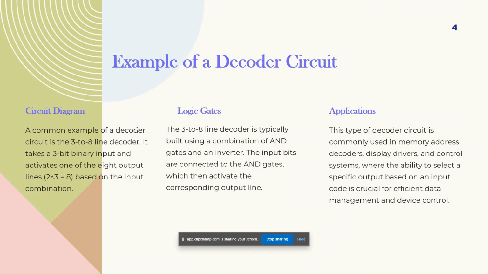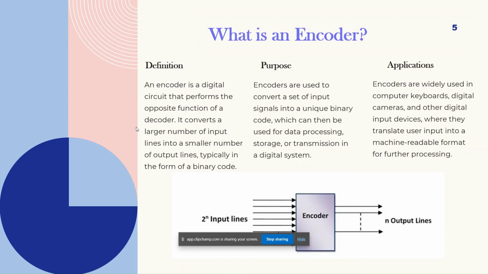Applications of decoder circuit. This type of decoder circuit is commonly used in memory address decoders, display drivers, and control systems, where the ability to select a specific output based on an input coding is crucial for efficient data management and device control. What is an encoder?